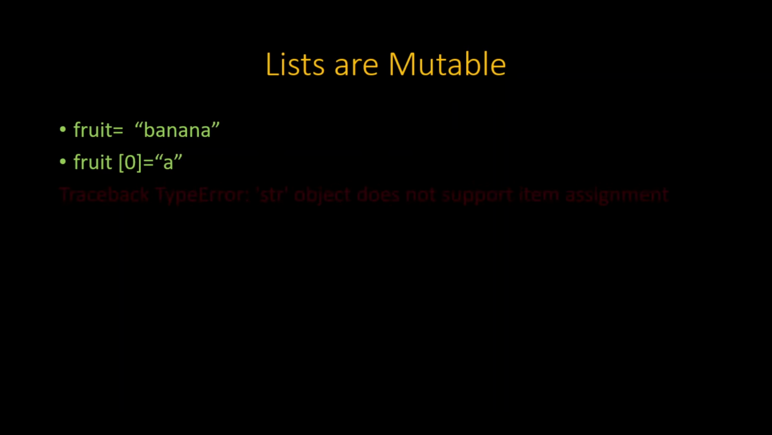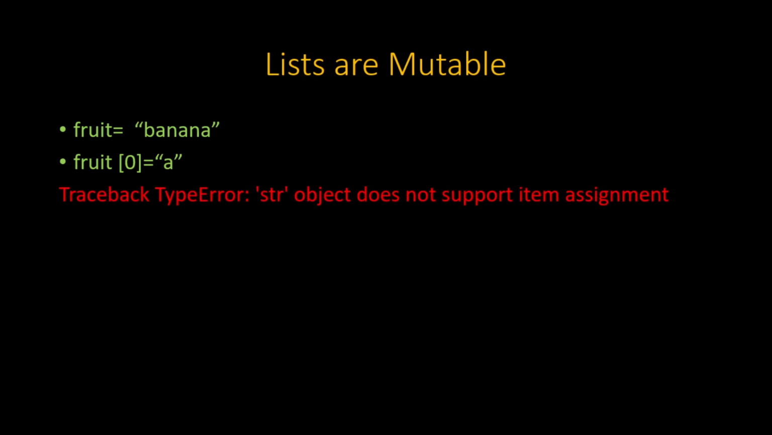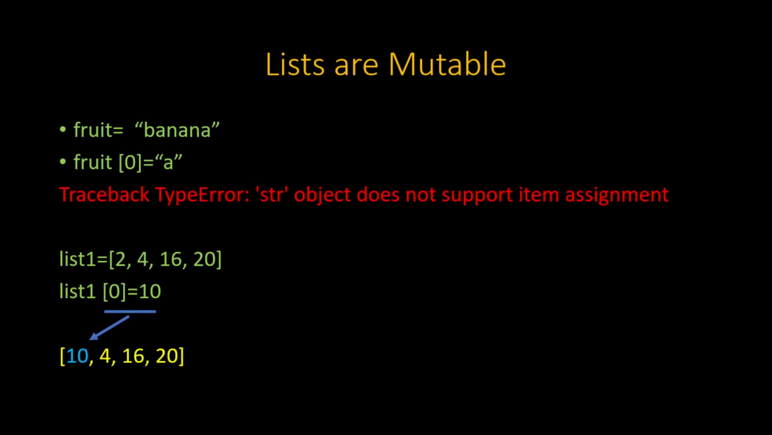Lists are mutable. It is a very important point that we can modify the list, we can change the items of a list. While in the case of strings, if we change the index 0 from B to A, we will face an error like this because strings are immutable. While in the case of a list, if we want to change the 0th index from 2 to 10, it will work this time because lists are mutable.